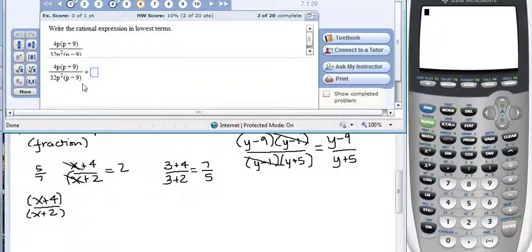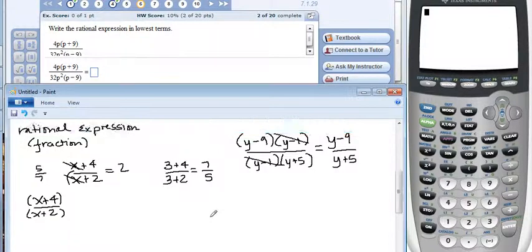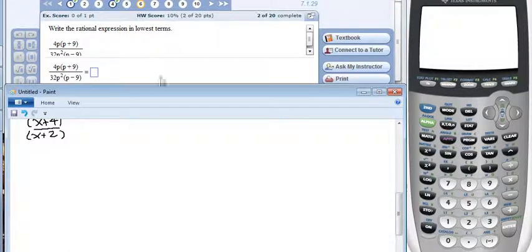All right, let's take a look at this one. We're just simplifying fractions that have a lot going on. They're messy. All right.